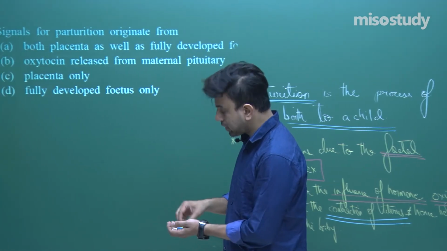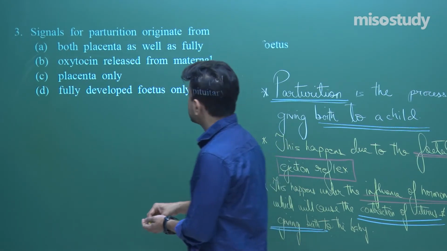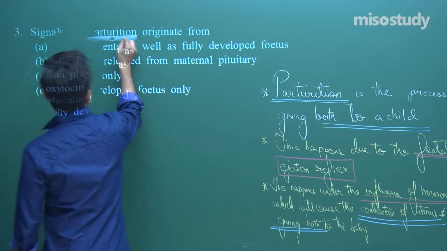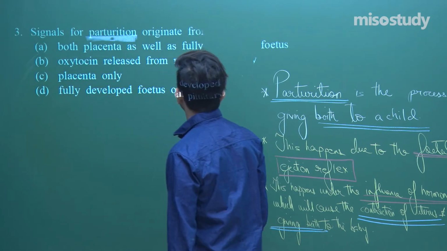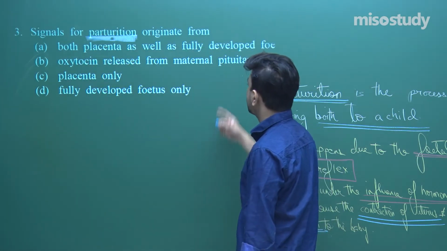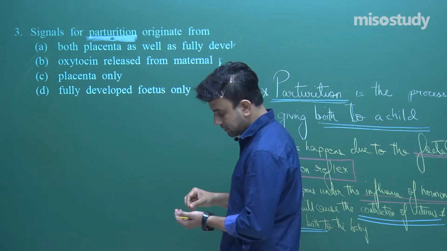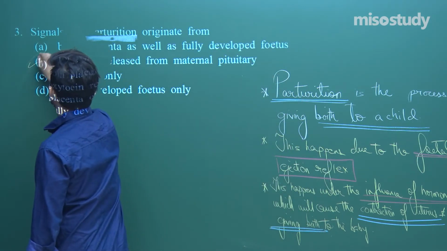So signals for parturition originate from oxytocin released from the maternal pituitary gland. Absolutely, this will be the correct option.